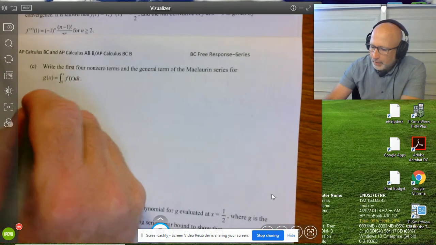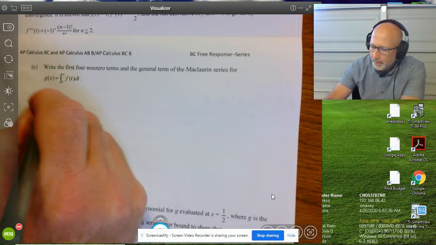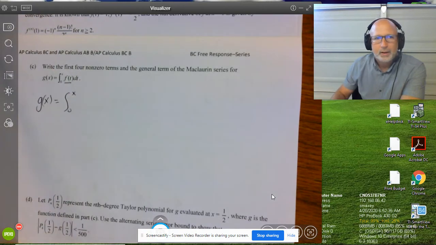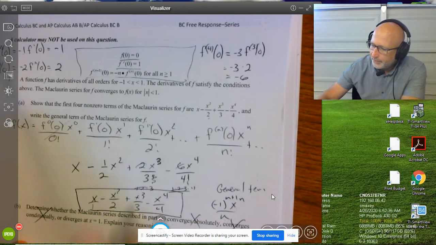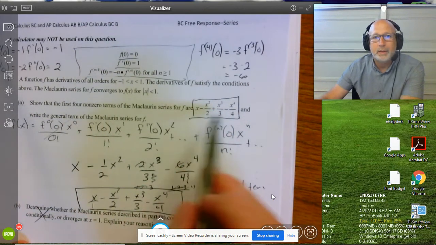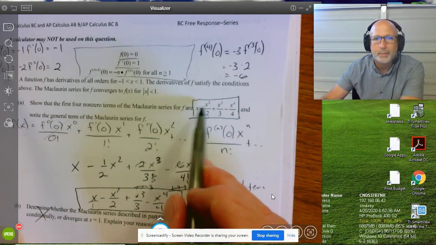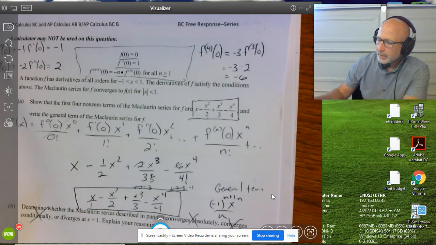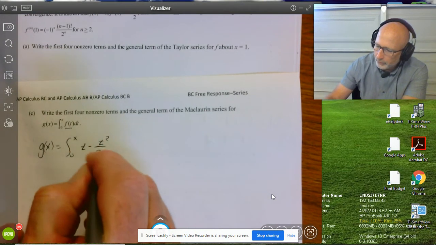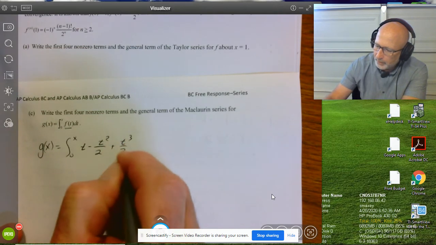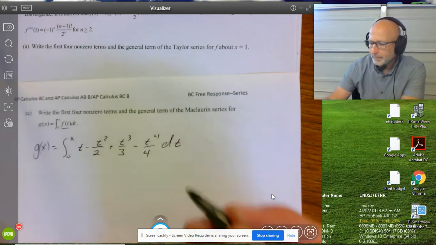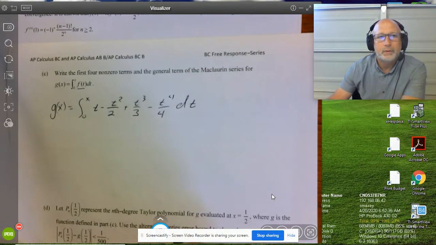Okay, so I just need to integrate this. So g of x is equal to the integral from 0 to x of f of t. Now, what is f of t, or what's the function f? The function f is given as this. So f of x is equal to this. So f of t is just this function, but with a bunch of t's in it. So it's t minus t squared all over 2 plus t cubed all over 3 minus t to the 4th all over 4 dt. So just integrate the individual pieces.